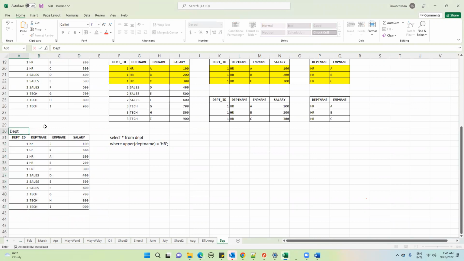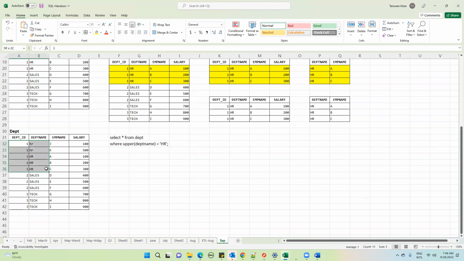This is our department table, right? And these all are the data, fine. I have executed this query and let's try to understand what is happening that it is becoming a case insensitive search, and we got all the HR in the output.